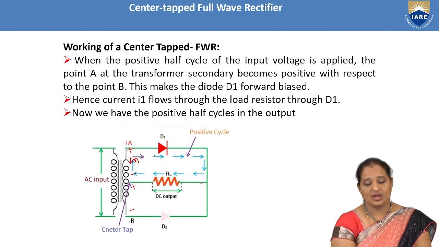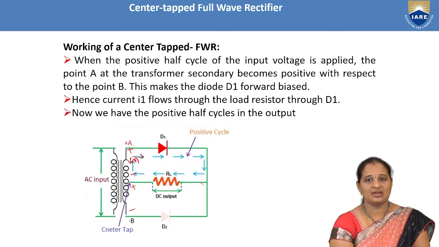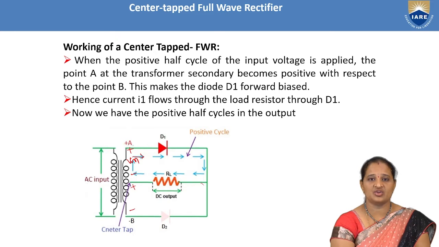point A through diode D1 and through load resistor RL and again through center tapping and again through point A. So this is the flow of current and also the direction of current flow through the load resistor. That means the current flows through the load resistor from the cathode of the diode to the ground. So this is the direction of current flow through the load resistor.